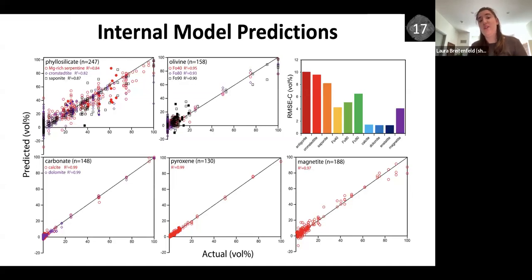One that's focused on phyllosilicates, olivine, carbonate, pyroxene, and magnetite. And so in these graphs we can see the actual percentage values on the x-axis and predicted values on the y-axis. And we're looking here for a one-to-one relationship. I also did some more robust testing of these models by applying them to meteorite spectra and evaluating the error of their performance.